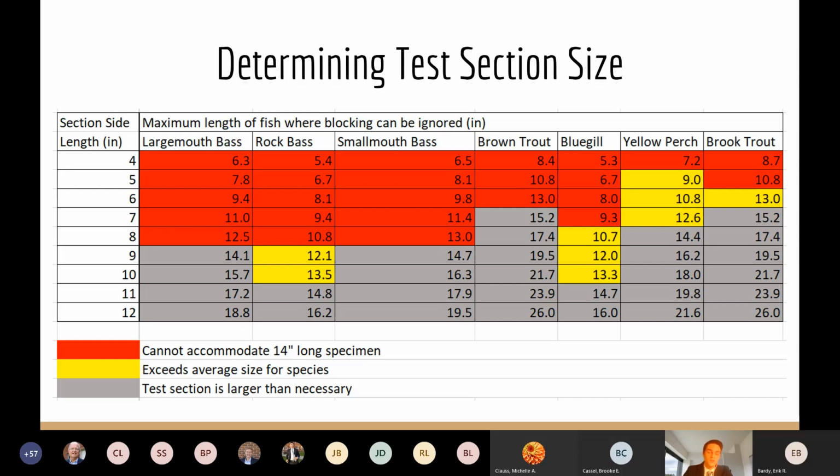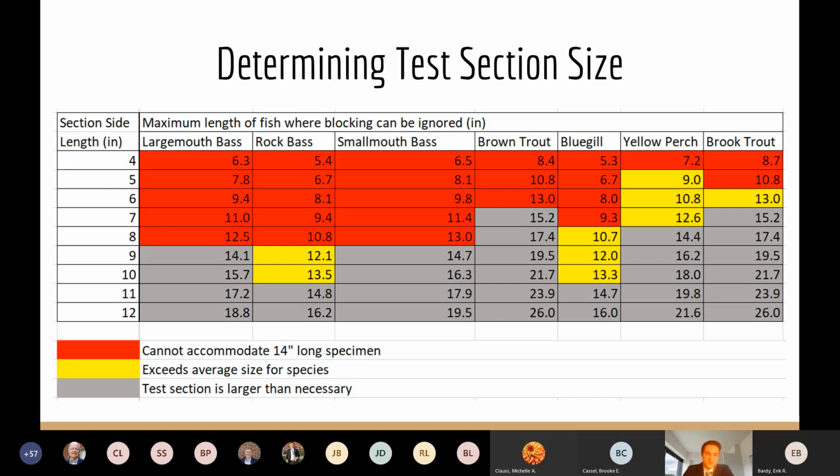fish that are much bigger than what Dr. Anderson will study. Reading the rows top to bottom, the most economical test section size will be the first row that completely lacks red. So this implies that the 9-inch test section side length would minimize the size of the flume while maximizing the variety of fish that Dr. Anderson can study without worrying about the blocking effect.